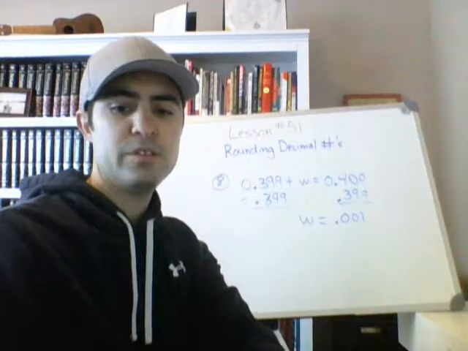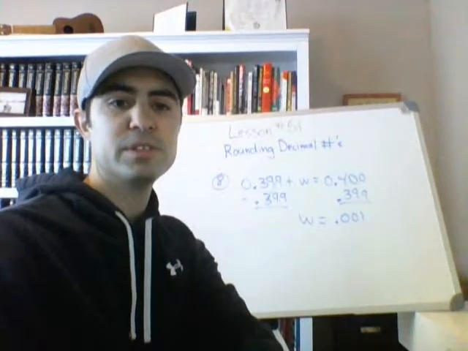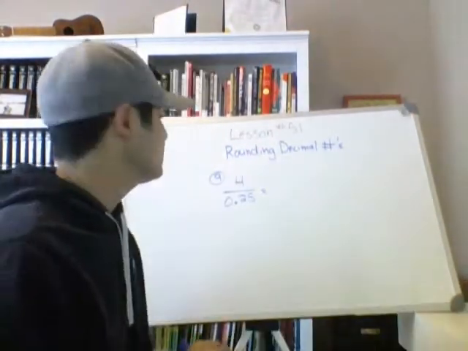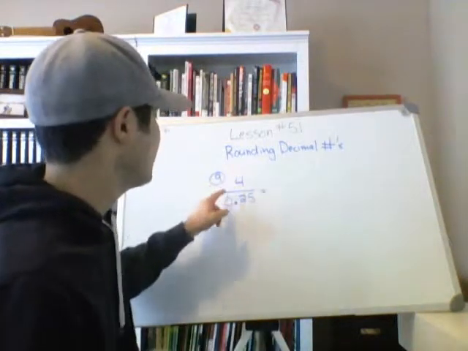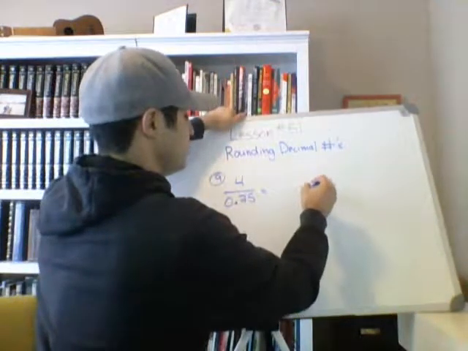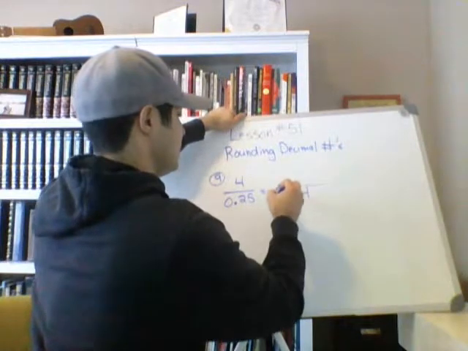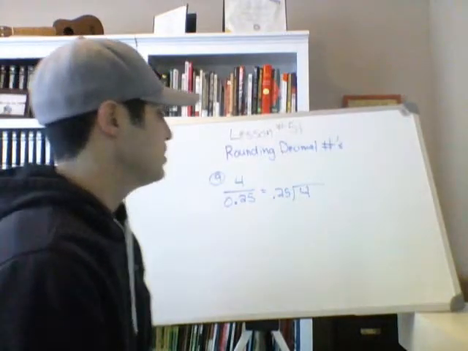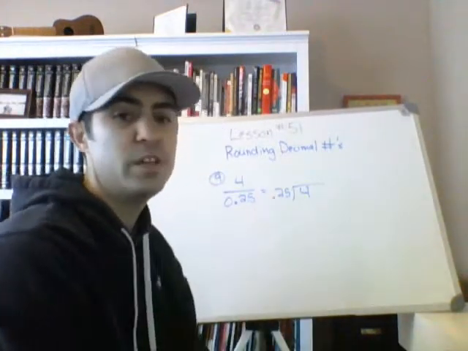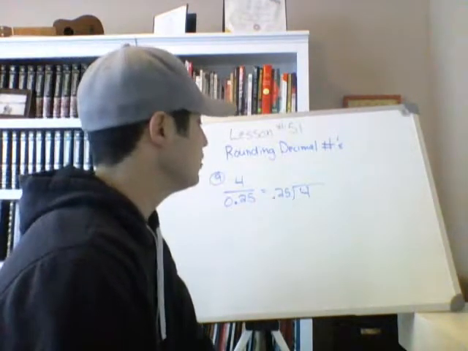Alright, let's do a couple more. Let me look up which ones I want. Alright, number 9 is a good one. 4 over 25 hundredths. Top divided by bottom. So I'm going to take top, which is 4, divide that by 25 hundredths. A lot of people say, well, how do I divide by a decimal? Well, you don't. You change it to an easier division problem.